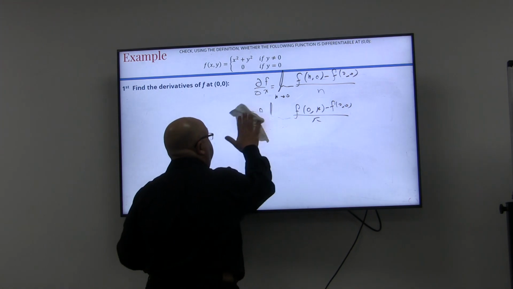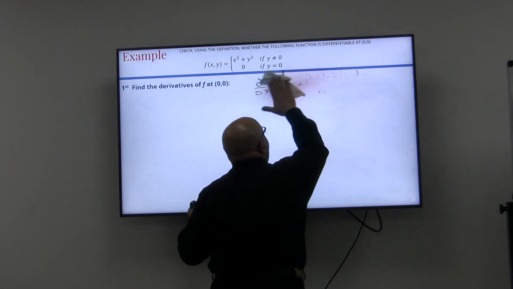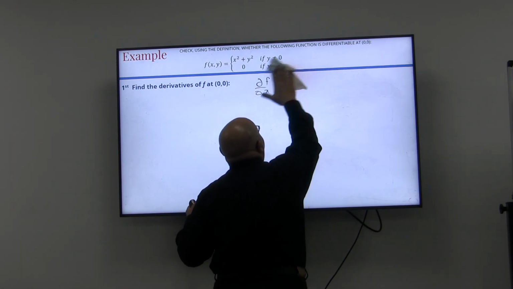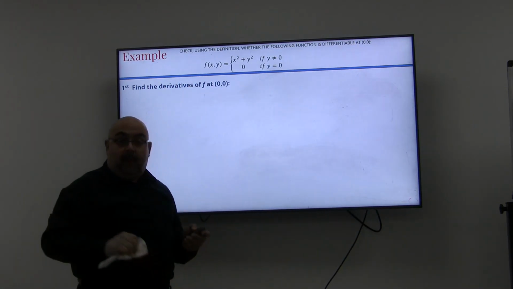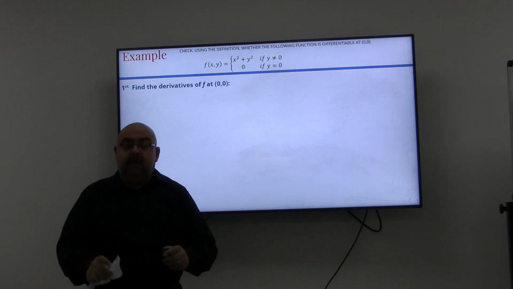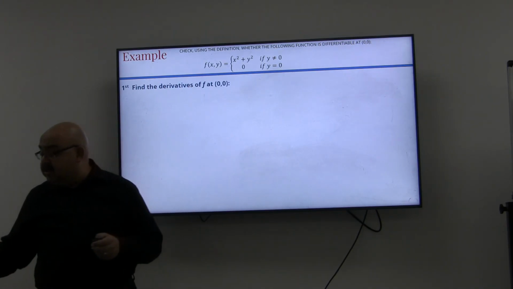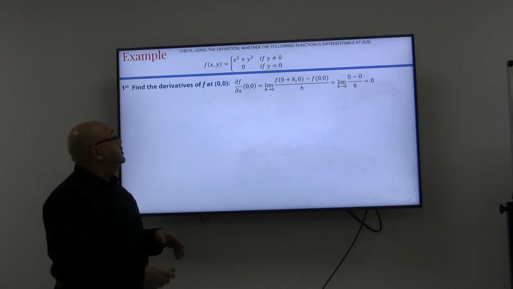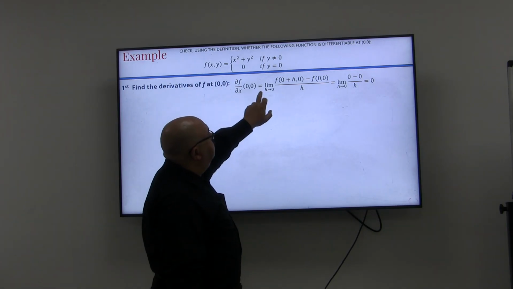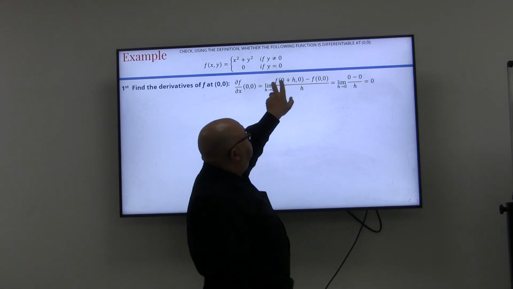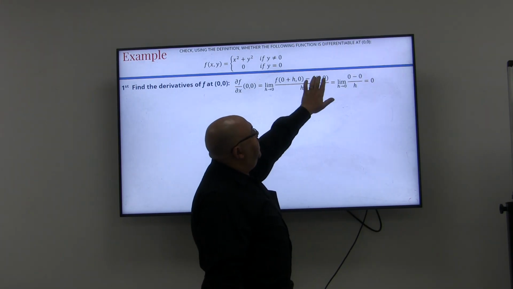So all I have to do at the time being is use these laws in order to find the partial derivatives. Why not differentiate directly to get the partial derivative? Because it's a piecewise function, as you can see. So once more, the partial of f with respect to x is the limit as h tends to 0 of f of (0 plus h, 0) minus the value of the function.